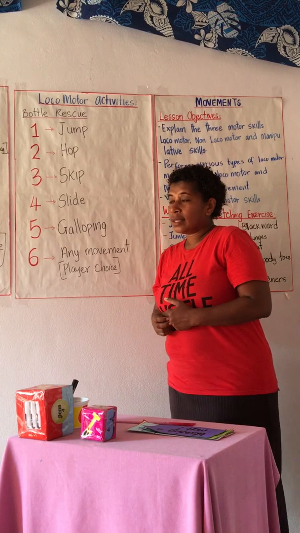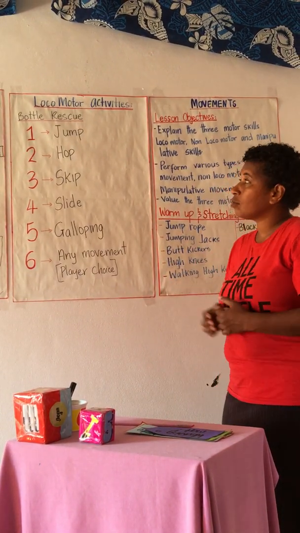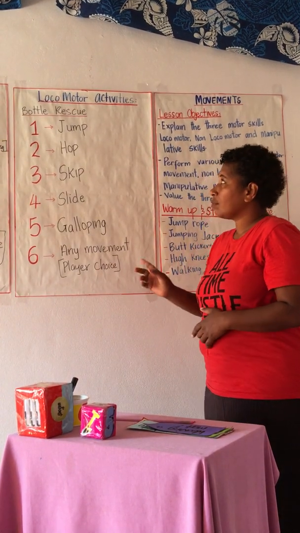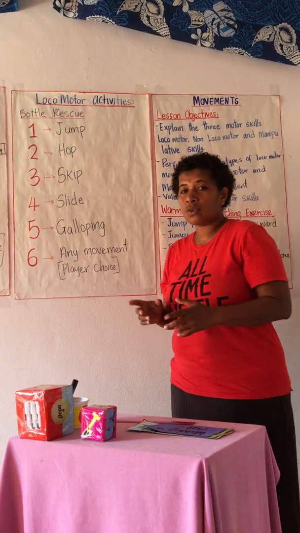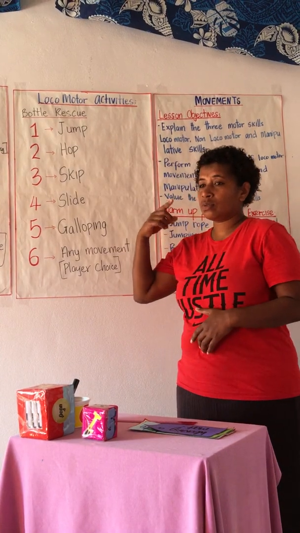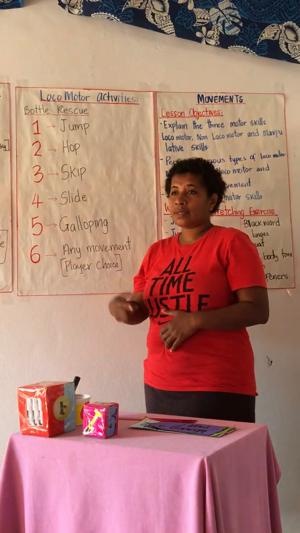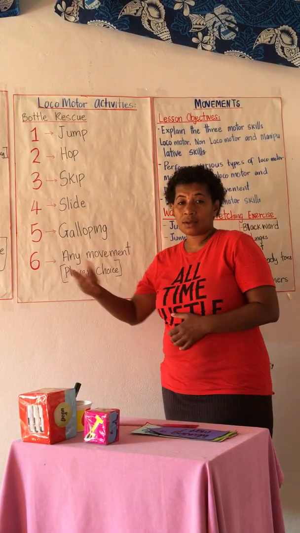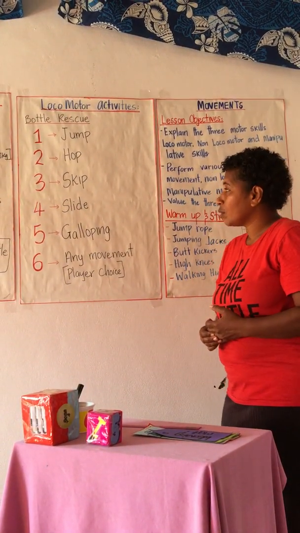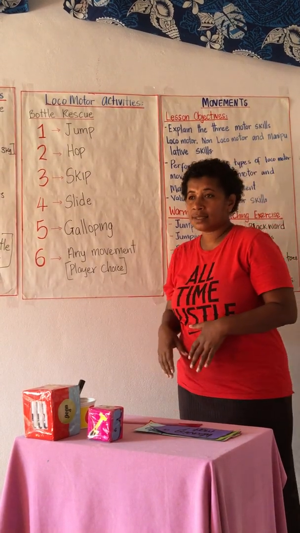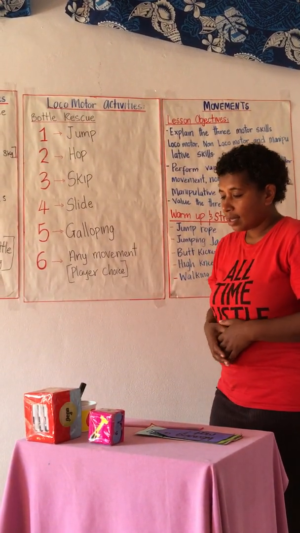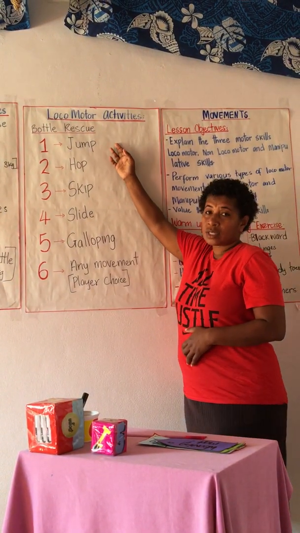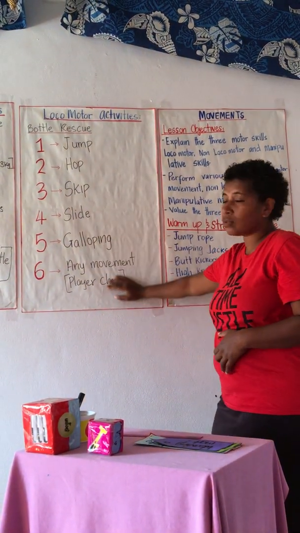The title of the locomotor activity is Bottle Rescue. For the bottle rescue, the students are going to form 2 teams, and they are going to try to rescue the 10 bottles that are on top of the cones. So they are going to stand in the starting line with their team line, and before they rescue those bottles, these are the rules.